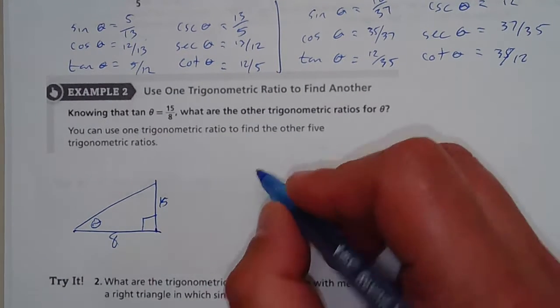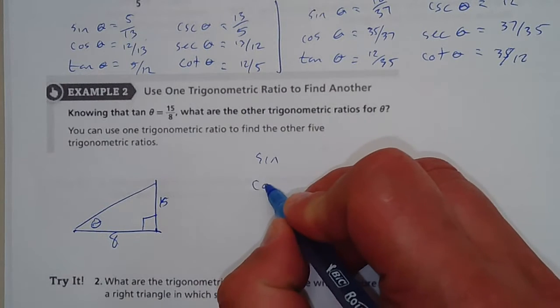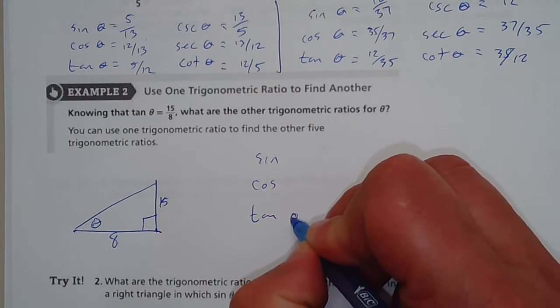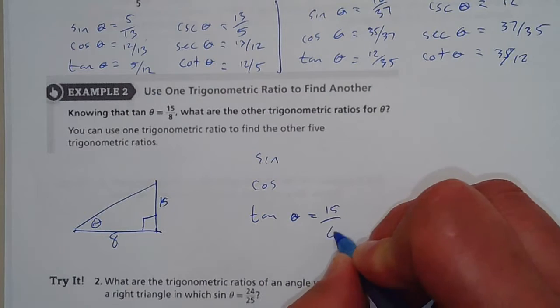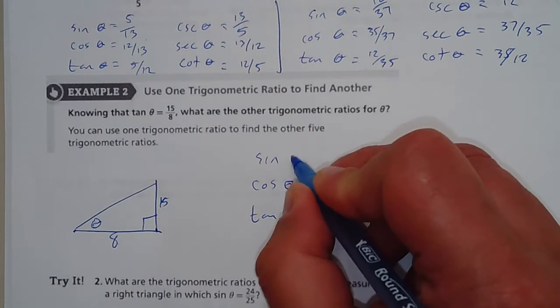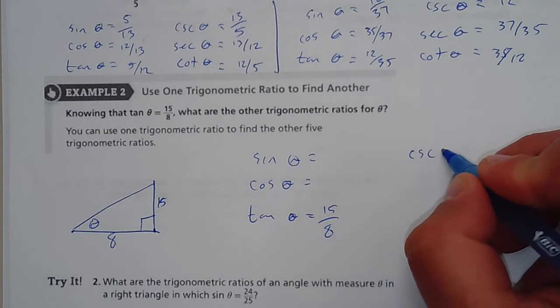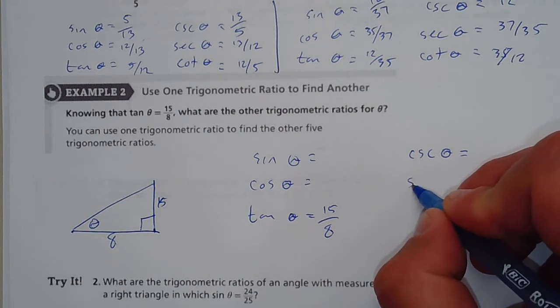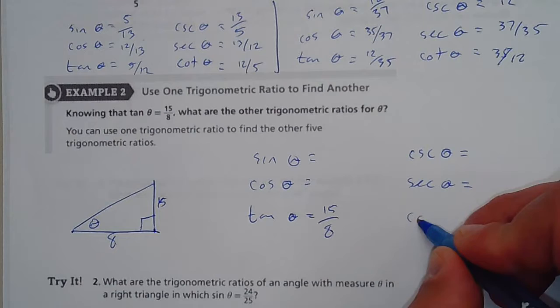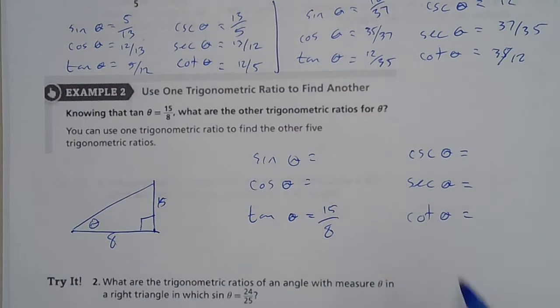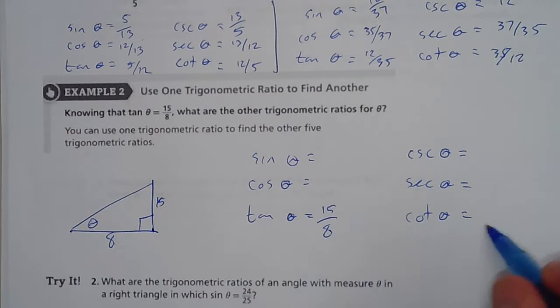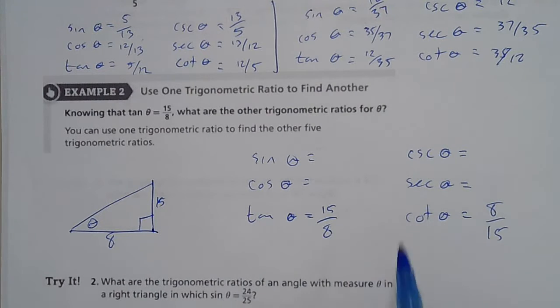Now to do all my other ratios, because I want to do sine, cosine, tangent, we already know, I can write that one in. And then I'm also going to want to do all their reciprocals, so cosecant, secant, cotangent. I can do cotangent. That one's easy because it's just the reciprocal. It's going to be 8 over 15. But to do any of those, I need the hypotenuse.